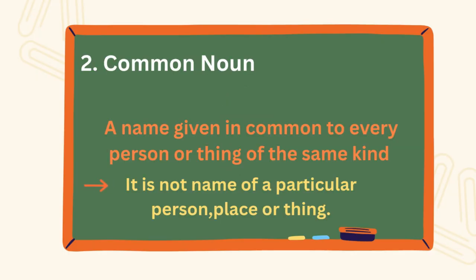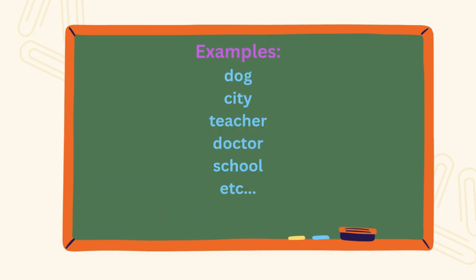Number 2. Common noun. It is a name given in common to every person or thing of the same kind. It is not the name of a particular person, place, or thing. Examples: dog, city, teacher, doctor, school, etc.